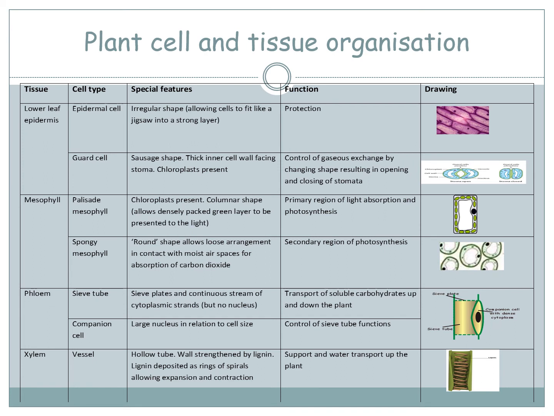And then finally, we've got our xylem tissue. So our xylem tissue is made up of our cell type of vessels, and the specialised feature of vessels are their hollow tube with wall strengthened by lignin, and then the lignin deposited as rings of spirals, allowing for expansion and contraction. And the function of these vessels is to support and also for water transport up the plant.